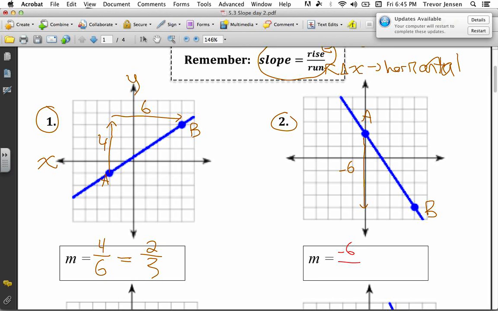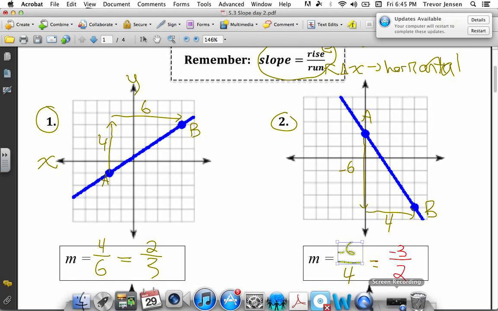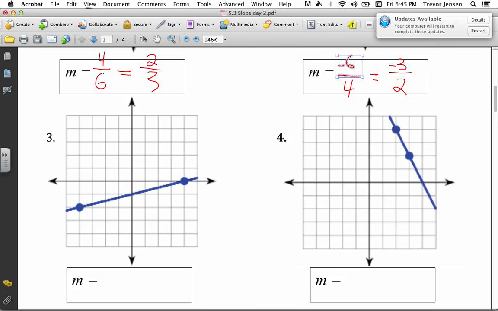And then the horizontal distance between the 2 points will give me my run. I'm going to the right 1, 2, 3, 4 units. Going to the right gives me a positive value, so positive 4. Okay, so negative 6 over 4, put that into lowest terms. 2 goes into 6 and 4. It goes into negative 6, negative 3 times. It goes into 4 twice. So negative 3 over 2 is the slope for the line in question number 2.